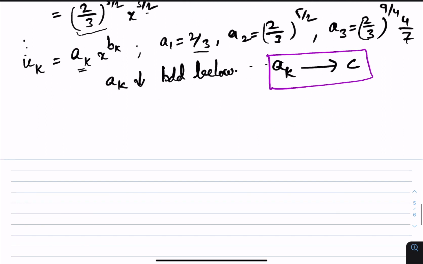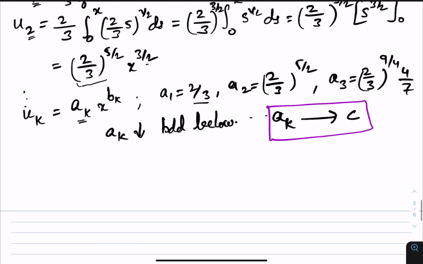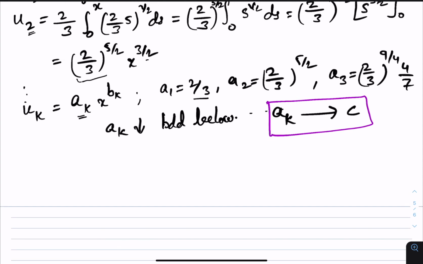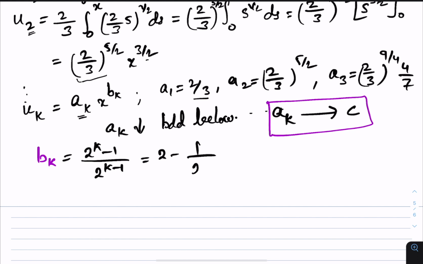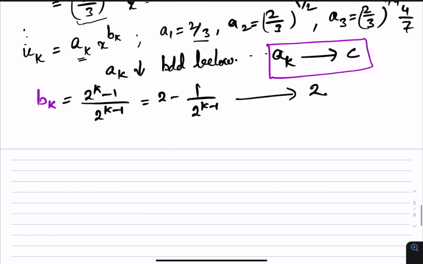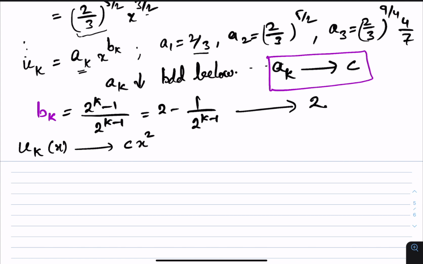Now what about BK? BK, if you notice, will come out to be 2 minus 1 over 2 power k minus 1, and this will converge to 2. So with this you see that the sequence UK x will converge to C x square. That will be the limit of the sequence. So this is your y that you're looking for, y of x.